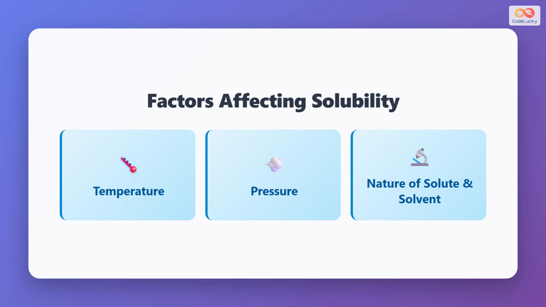Three main factors affect how much solute can dissolve in a solvent. Temperature plays a crucial role, as increasing temperature generally increases the solubility of most solid solutes in liquids, but decreases the solubility of gases in liquids. Pressure mainly affects the solubility of gases in liquids, where higher pressure increases gas solubility, which is why carbonated drinks are bottled under high pressure. The nature of solute and solvent is also important, as the chemical properties of both substances determine whether they will mix well together, following the principle that like dissolves like, meaning polar solvents dissolve polar solutes and nonpolar solvents dissolve nonpolar solutes.